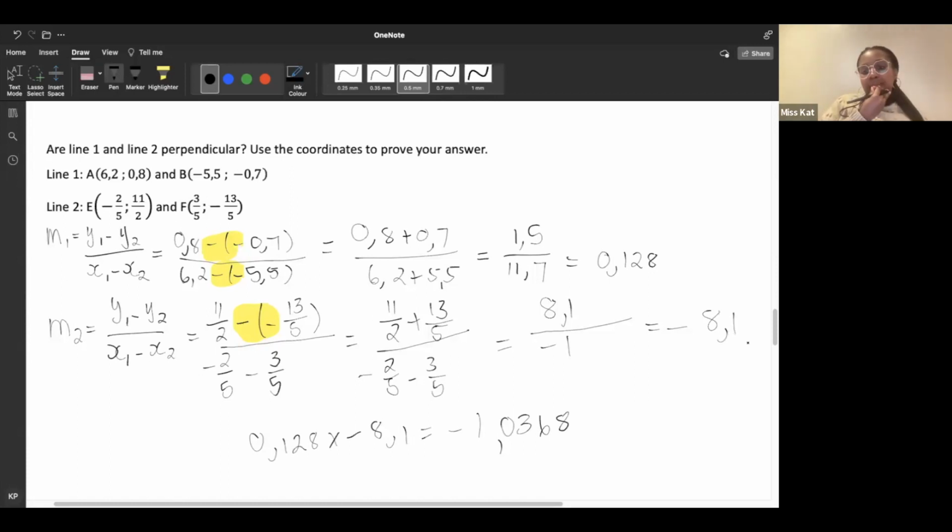Do you see how we did it? And then from there, we multiplied these two answers and saw that we didn't get exactly negative 1. So therefore, they are not perpendicular. Oh, okay, ma'am, I understand now. There we go. I'm glad. Okay, ma'am, thank you. You're welcome.